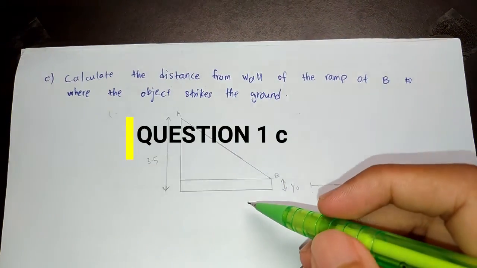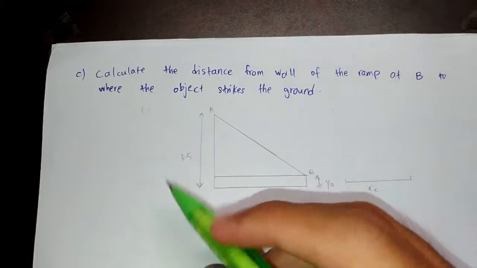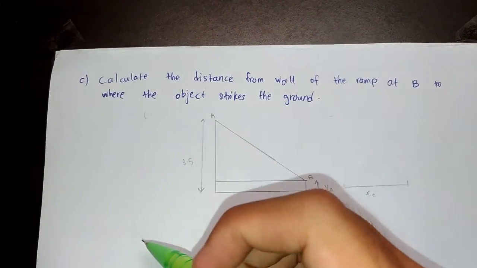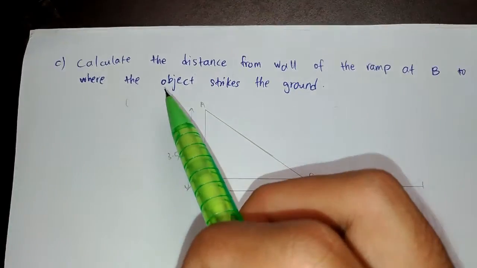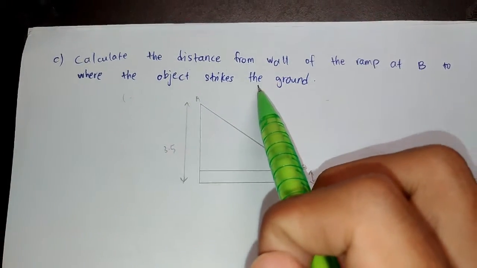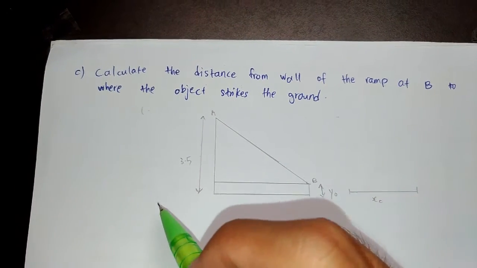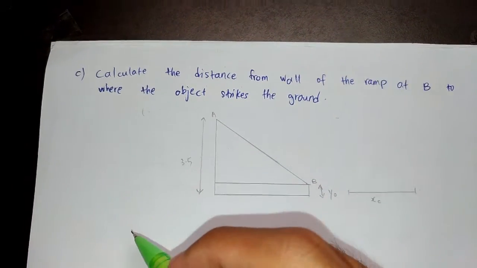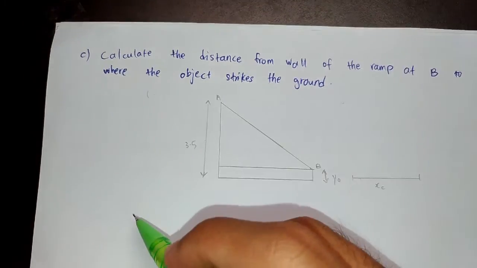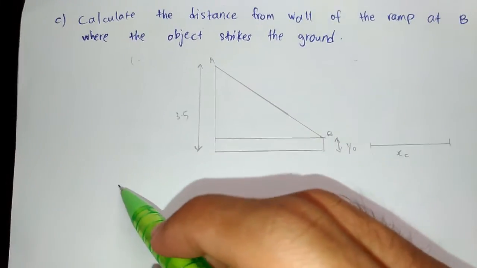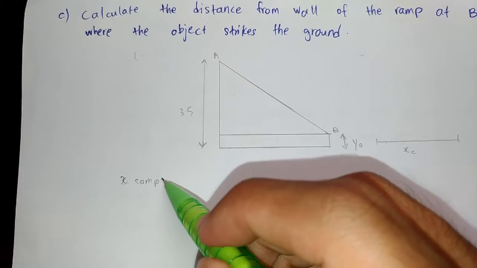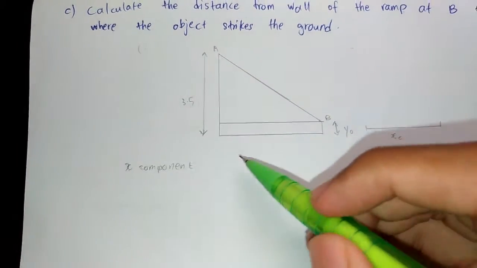So hi guys, let's solve this question 1C. Basically this question asks to calculate the distance from the wall of the ramp at B to where the object strikes the ground. So this question asks us to find the distance. In order to find that, we have to list the x component and y component.